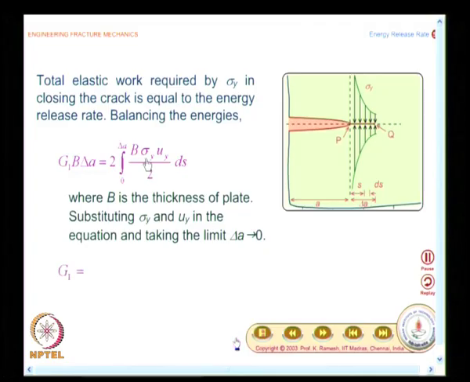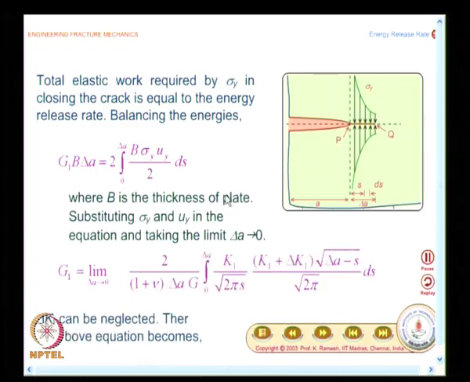So, I am going to simplify the expression. I will write what is the expression for sigma y and u y, and there is scope for me to simplify the expression for u y. If I write the expression as such, it turns out to be limit delta A tends to 0, 2 by 1 plus nu delta A into g, then you have the integral 0 to delta A k 1 divided by root of 2 pi s multiplied by k 1 plus delta k 1 multiplied by root of delta A minus s divided by root of 2 pi into ds.